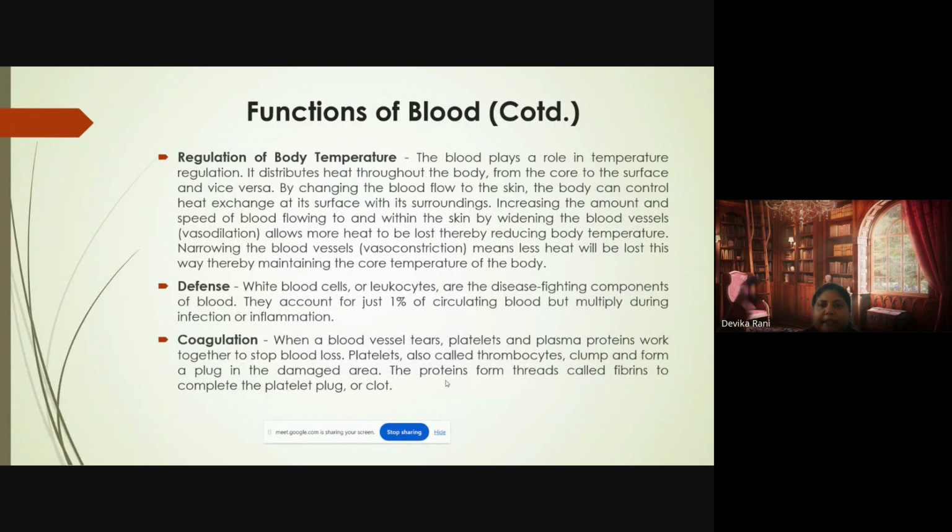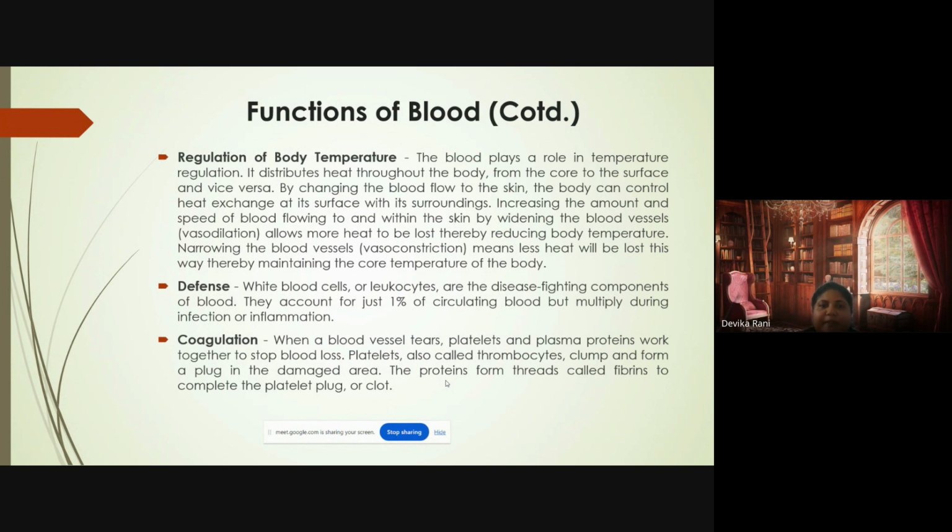Now, regulation of body temperature. The blood plays a role in temperature regulation. It distributes the heat throughout the body from the core to the surface and vice versa. By changing the blood flow to the skin, the body can control heat exchange at its surface with its surroundings. Increasing the amount and speed of blood flowing to and within the skin by widening the blood vessels, which is called vasodilation, allows more heat to be lost, thereby reducing body temperature. And narrowing the blood vessels, vasoconstriction, means less heat will be lost. This way, the core temperature of the body is maintained.